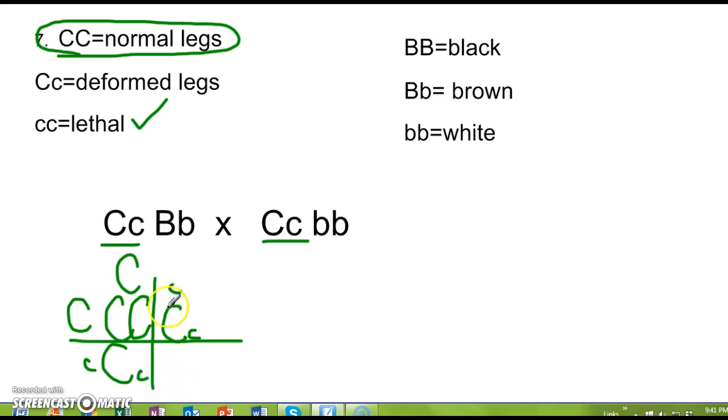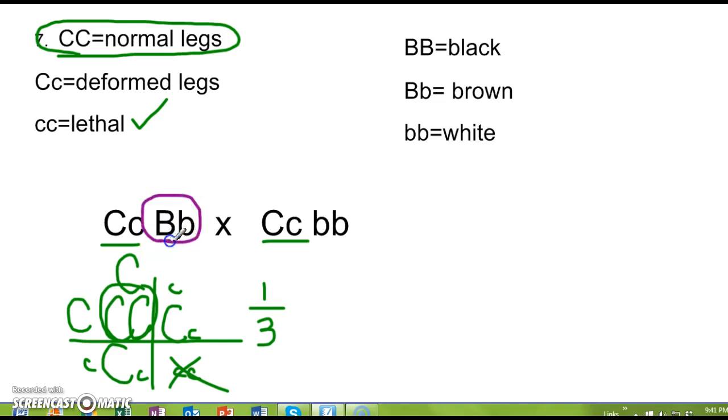another deformed-legged rabbit, and then this box here is going to produce a lethal, meaning these rabbits would not fully form, and they would die either during pregnancy or they would be born stillbirth. And so taking that lethal out, now instead of having 4 possibilities, we only have 3. And since we're looking for the normal, it's really going to be 1 out of 3 possibilities instead of 1 out of 4. And so I think that might have messed a few people up.